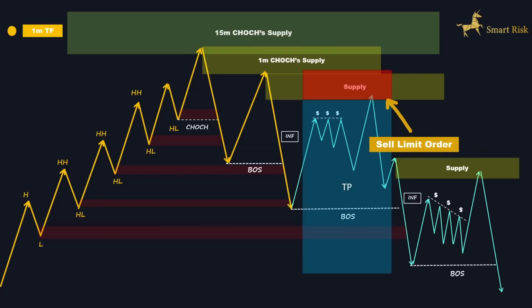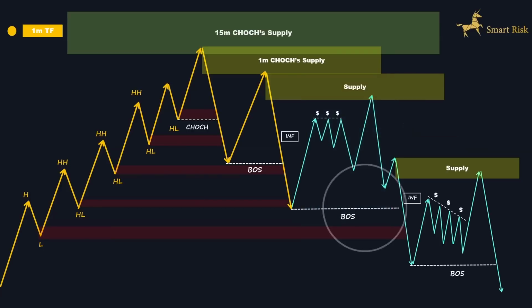For the take profit, we have the option to target the unmitigated demand zone on the higher time frame like 15 minutes or 1 hour, or the swing low of the current time frame. In the following, we can see that the price once again has created a new break of structure and has already broken through the next demand zone, leaving inefficiency behind. Thus, we have another unmitigated supply zone on the 1-minute time frame.